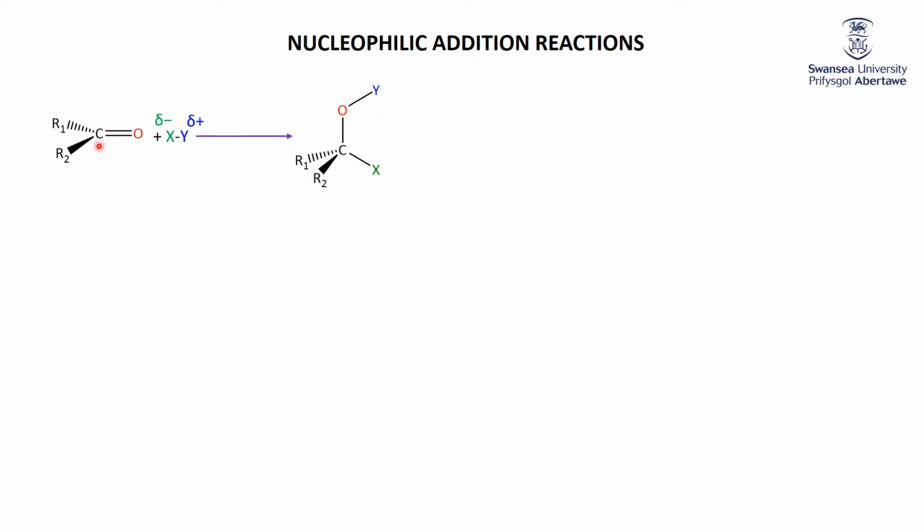You've got a slightly positive carbon, slightly negative oxygen that reacts with a group that's slightly negative, slightly positive. The slightly negative part, the X, sticks on to the carbon. The slightly positive part sticks on to the oxygen.